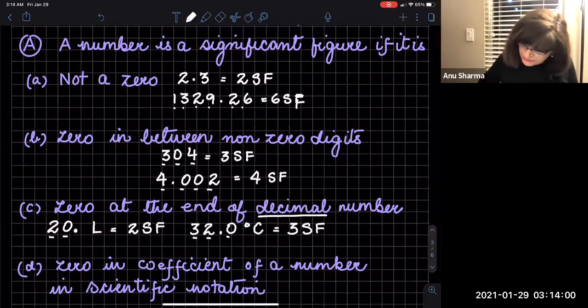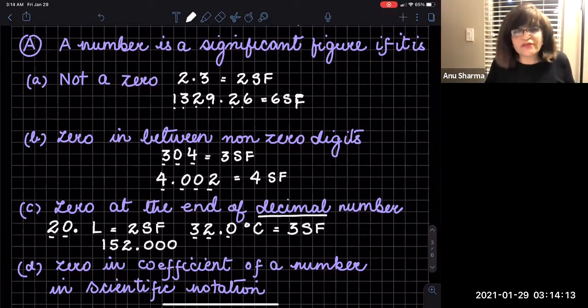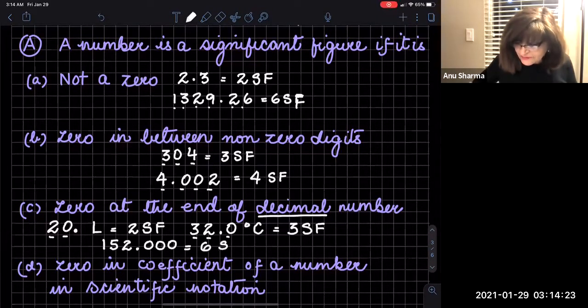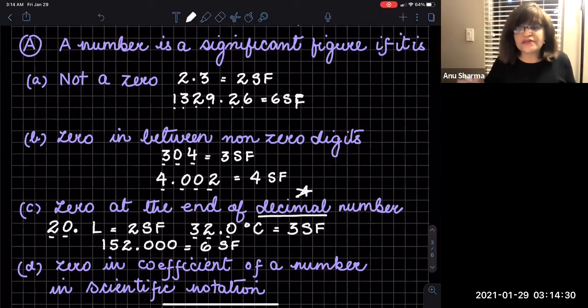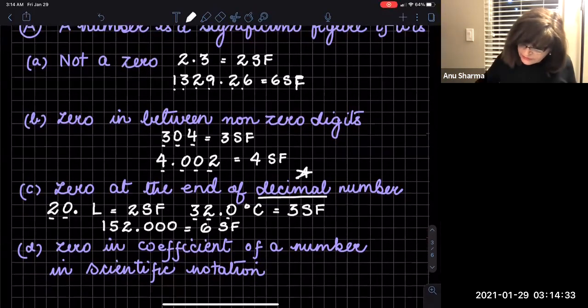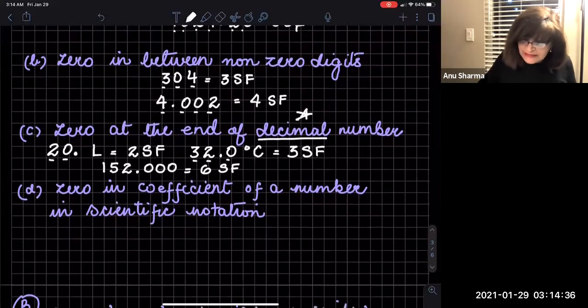Okay, like for example, you have 152.000. So there are three zeros after the decimal. Okay, these three zeros after the decimal have a value. So this number is 1, 2, 3, 4, 5, 6. So there are 6 significant figures. Okay, so keep this in mind that anytime there is a decimal in the number, no matter where the zero is, it's always counted.